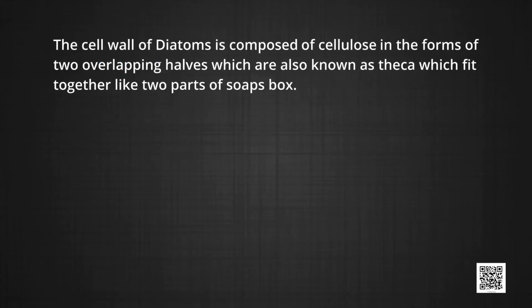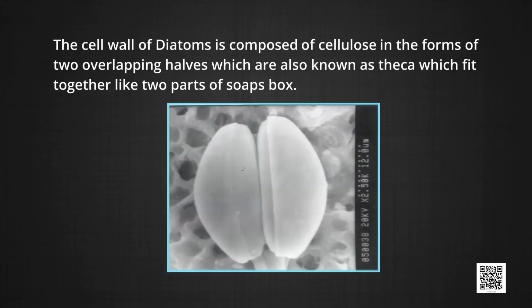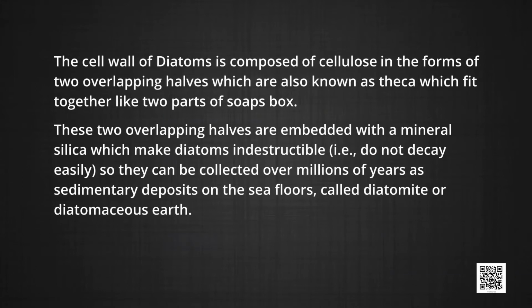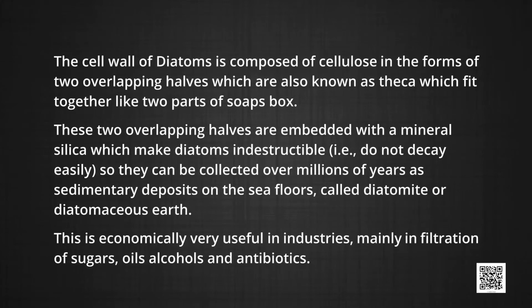The cell wall of diatoms is composed of cellulose in the form of two overlapping halves, also known as theca, which fit together like two parts of a soap box. These two overlapping halves are embedded with the mineral silica, which makes diatoms indestructible, meaning they do not decay easily. So, they can collect over millions of years as sedimentary deposits on the sea floors called diatomite or diatomaceous earth. This is economically very useful in industries, mainly in the filtration of sugars, oils, alcohol, and antibiotics.